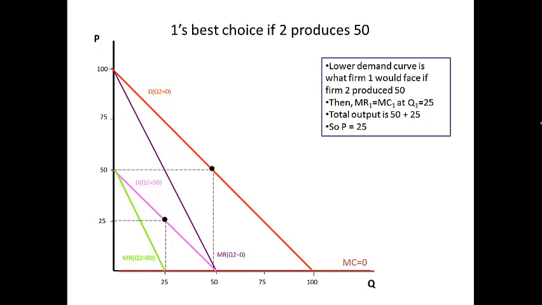This diagram just adds to the previous diagram a demand curve for firm 1 in the event that firm 2 produces 50. When firm 2 produces 50, then firm 1's demand curve has an intercept on the p-axis of 50. It still has a slope of -1, so firm 1's demand curve when firm 2 produces 50 hits the quantity axis at 50. And the marginal revenue curve for firm 1 when firm 2 produces 50 hits the quantity axis at 25. Because MC is 0, that 25 is firm 1's best response when firm 2 produces 50.